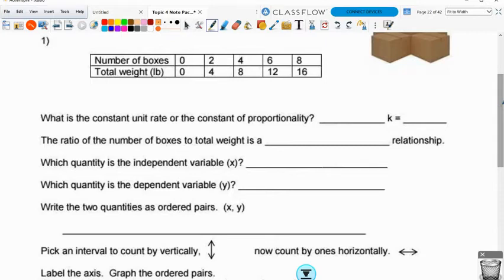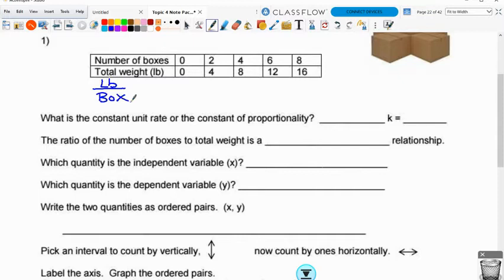So looking at our first example here, we have a table, and in the table it tells us a certain number of boxes and the weight of those boxes. We want to know if there is a proportional relationship between the weight and the number of boxes. So we're going to start by doing what we've been doing in the last few lessons and setting up the ratios. In this case, what we want to know is the pounds per box. So pounds to boxes.